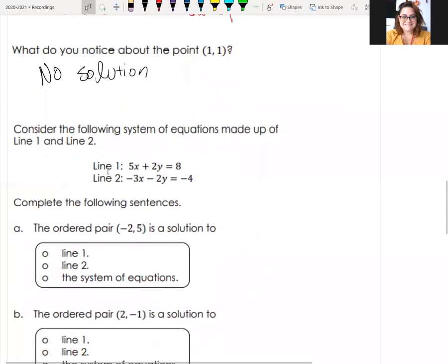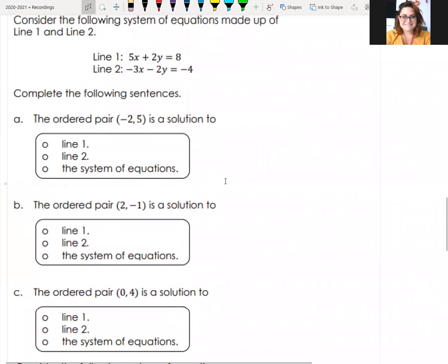So let's do the next one. This one is talking about substitution. So again, for right now, we don't really need to reorder the problem, but we do need to plug stuff in. So this asks, is it a solution for either line? So let's find out.